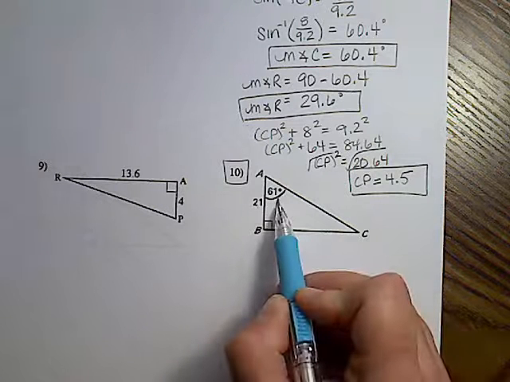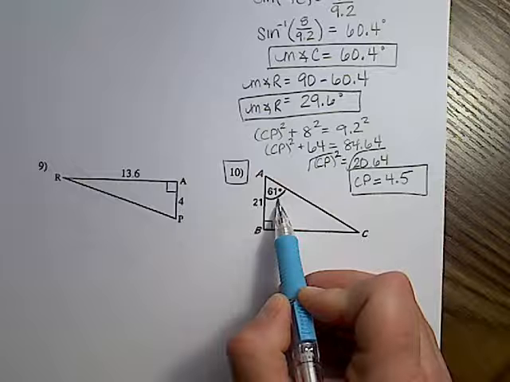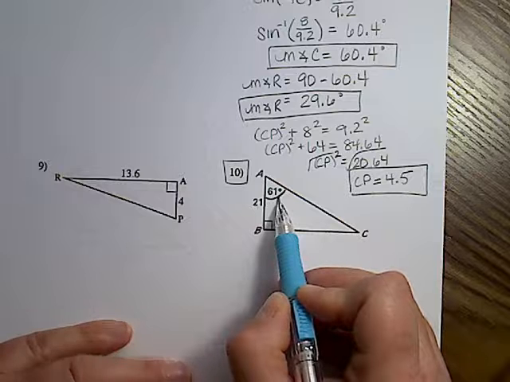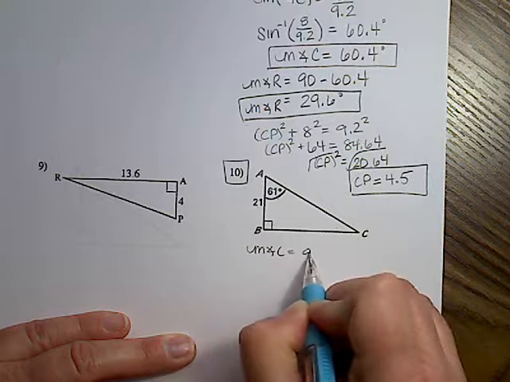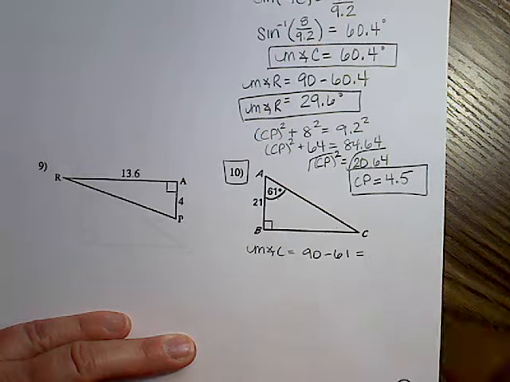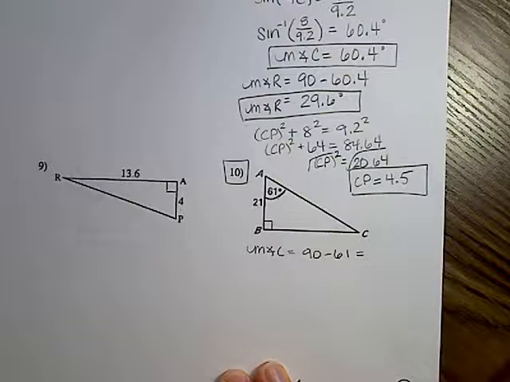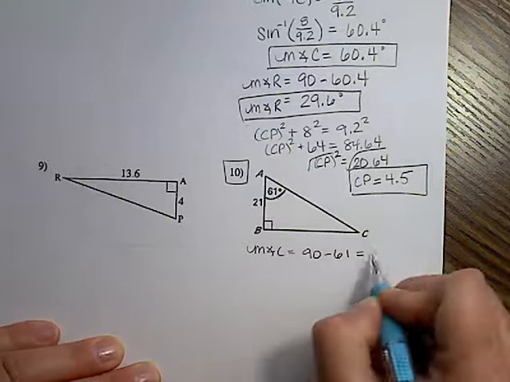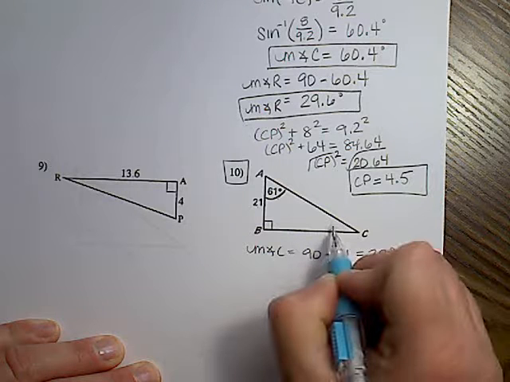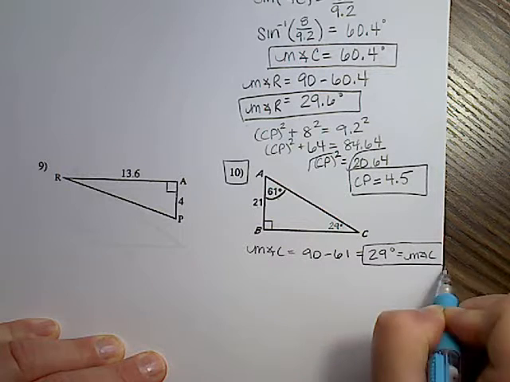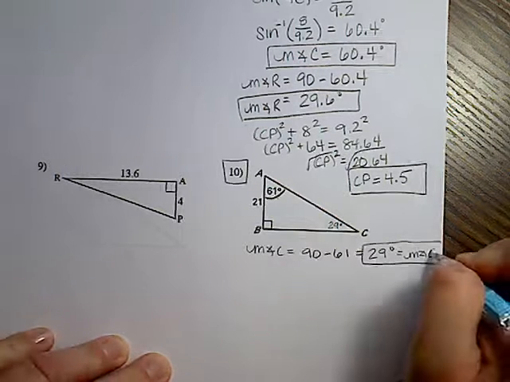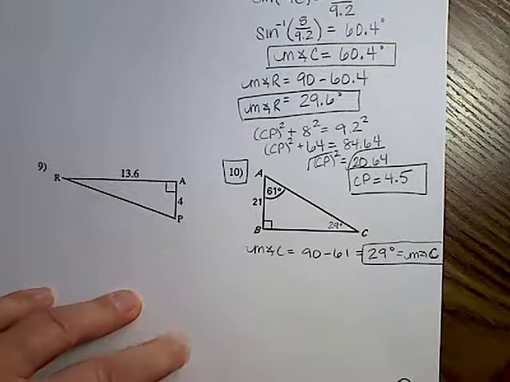So this type of example goes back to what we did previously with regular trig. We already know what this acute angle is. It's 61 degrees. If I wanted to find the measure of angle C, I would just do 90 minus 61. Right? 90 minus 61 is 29 degrees. The measure of angle C is 29 degrees. We have now found the acute angle measures.